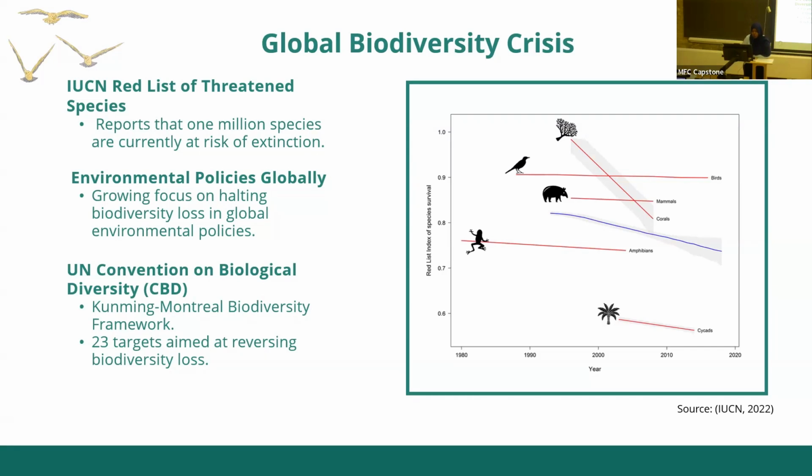I'm sure we're all aware of the current global biodiversity crisis we're facing, as many of us are confronted with staggering reports, such as the IUCN reporting that 1 million species are currently at risk of extinction. These reports have been a growing focus for global environmental policies since the 1980s and have led to the creation of organizations tasked with addressing it, such as the UN Convention on Biological Diversity. This convention is responsible for crafting a variety of frameworks aimed at halting biodiversity loss, the latest being the coming Montreal Biodiversity Framework, consisting of 23 targets designed to protect nature and reverse biodiversity loss by 2030.